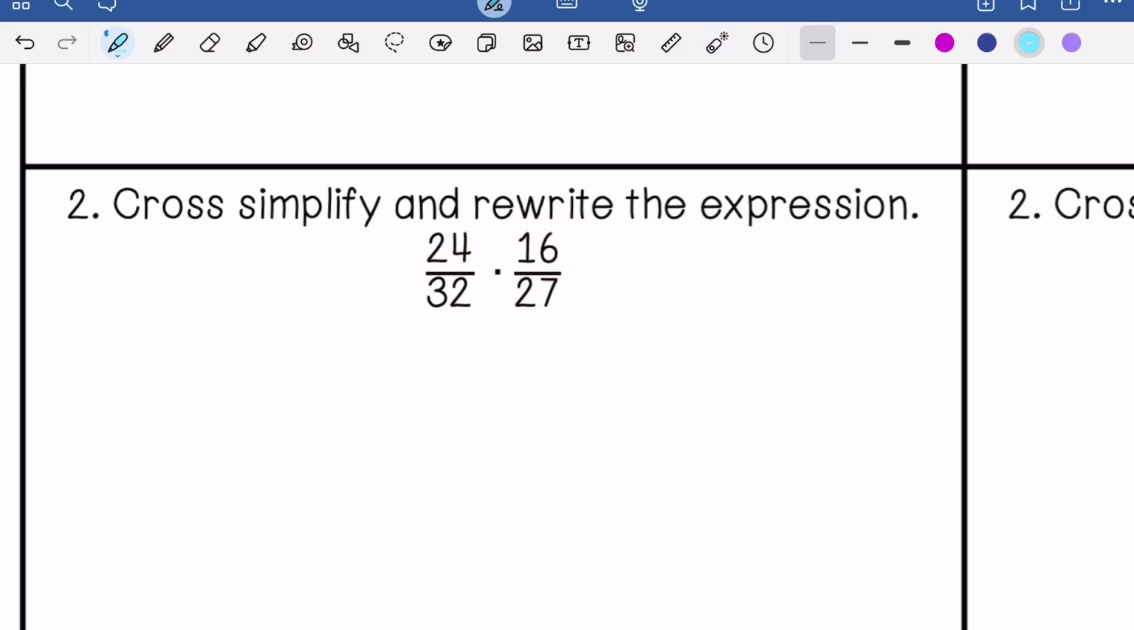32 and 16, we can divide these both by 16. And 24 and 27, we can divide those both by 3. And 8 over 2 simplifies to 4, so this is 4 times 1/9.